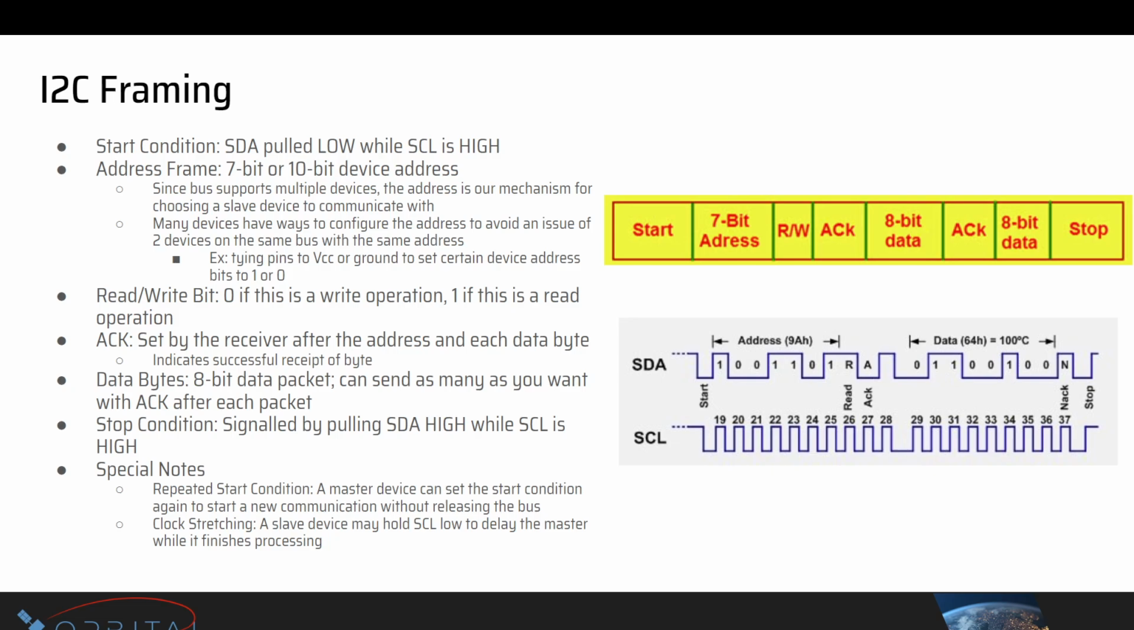Yeah, well, if you're starting the clock signal or starting with the start bit, that means that you're the master because you're initiating the communication. You're the one that wanted to start the communication, and the slave is the one that's responding to you.